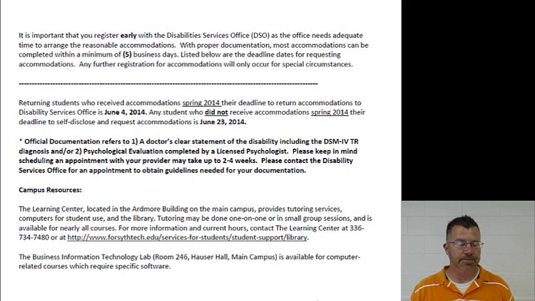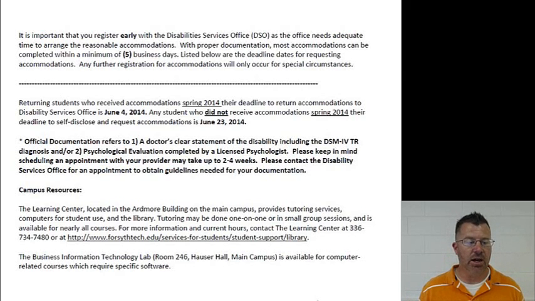Campus resources. We have a lot of resources available at this college. The Learning Center, one of my favorites. It's located in the Ardmore building on the main campus, provides tutoring services, computers for student use, and the library. Tutoring may be done one-on-one or in small group sessions and is available for nearly all courses. For more information and current hours, contact the Learning Center at 734-7480 or visit them at their web address listed in your syllabus. And also, the Business Information Technology Lab, or BIT Lab, located in room 246, Hoosier Hall, main campus, is available for computer-related courses which require specific software.